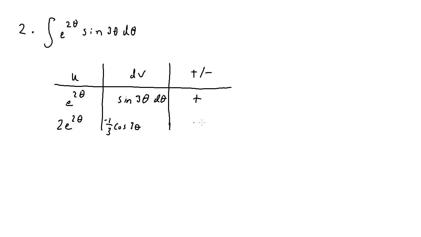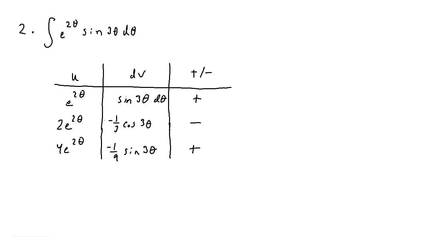And we have a minus sign for the next row. Now let's keep on deriving here. So the derivative of 2e to the 2 theta is going to be 4e to the 2 theta. And then the integral of negative 1/3 cosine 3 theta is going to be negative 1 over 9 sine of 3 theta. And then we have a plus sign. And so we stop here now.